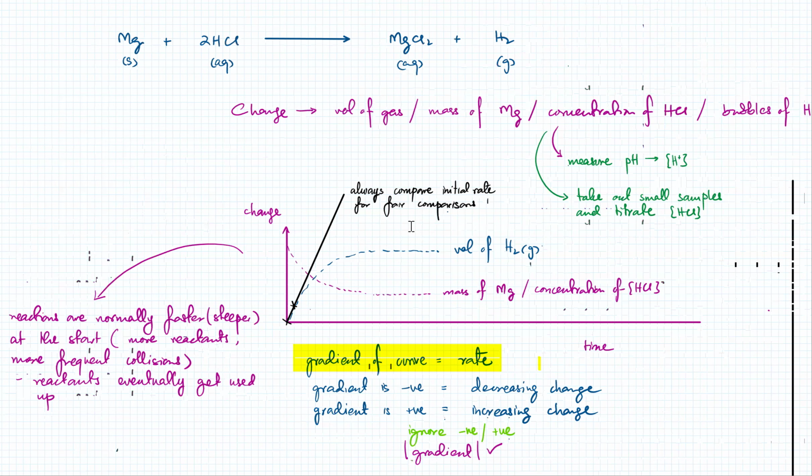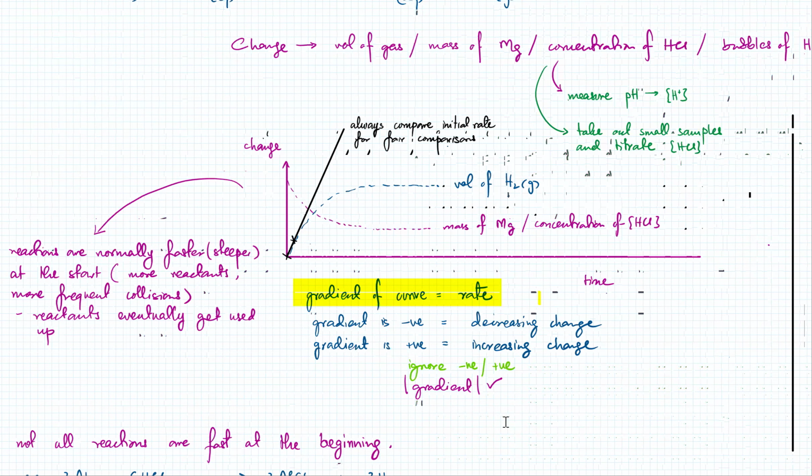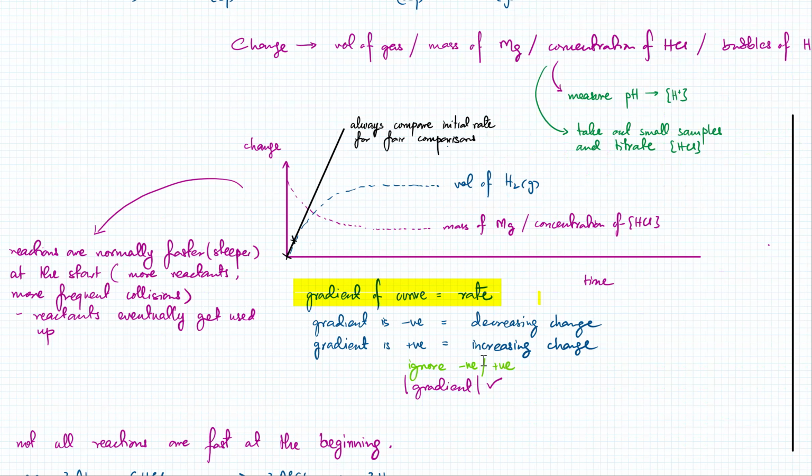So the gradient of this graph is the rate of reaction. So the gradient of the curve is equal to the rate. The gradient could be negative, it could be positive, it could be increasing, it could be decreasing. So we ignore the negative and positive signs, okay? We just focus on the steepness of the gradient, okay, not the direction of the slope.